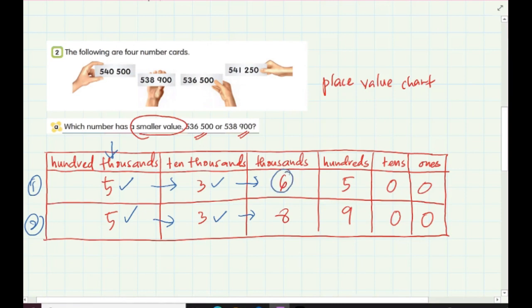Number 1 or number 2? Because number 1 has 6,000 and number 2 has 8,000. So which one is the smallest number? Yeah, number 1 is the smallest number compared to the second number. Okay, we write down the answer. So now you can understand, I hope.